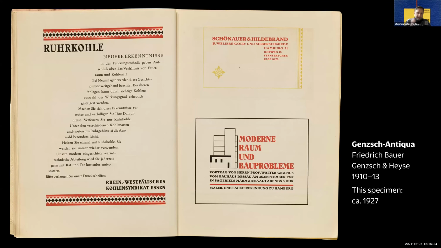Here's a beautiful specimen. We have several on the online archive of Genzsch Antiqua. What's interesting about this one is it's from about 1927, and so I'm assuming they're responding to its use by the Bauhaus. If you look at some of the earlier specimens of the typeface when it was released around 1910, they're pretty traditional, pretty conventional. But here you're seeing some unusual compositions, and even a direct reference to Walter Gropius at the bottom and Bauhaus architecture.